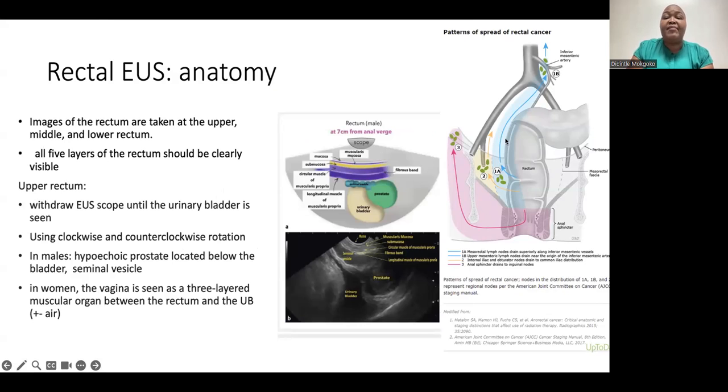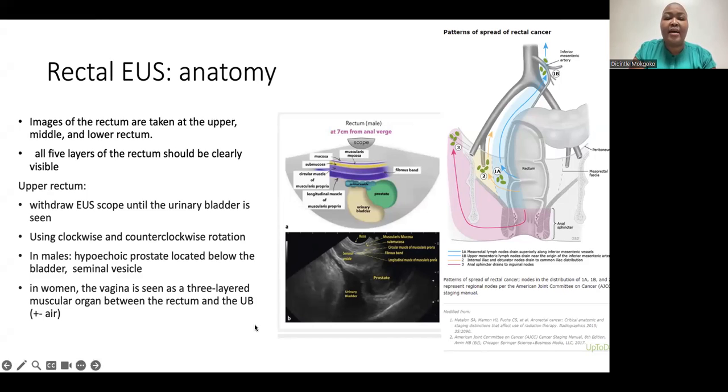So as I've mentioned, you're looking at your 5 layers. You're looking at different parts of the rectum from the proximal rectum down to the middle and then the lower rectum. So when you start withdrawing slowly from that 20 centimeters, you want to try to see if you can find the bladder. Like I said, the urinary bladder is a nice big hypoechoic structure with 3 different layers in terms of its wall. It's easy to find in both males and females, and it's a nice place to start as you start scanning the rectum via EUS.